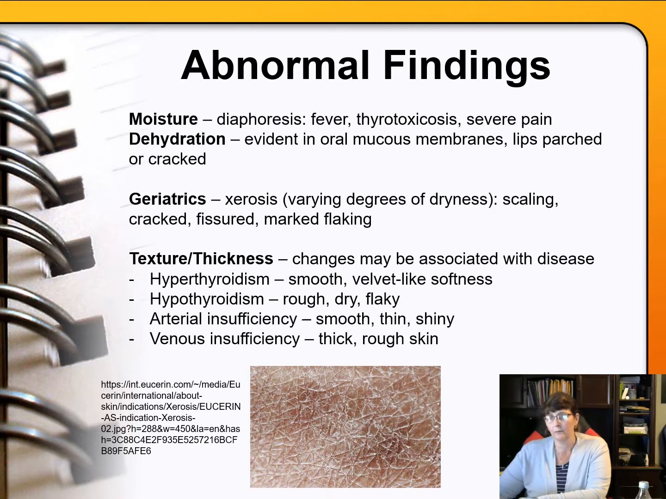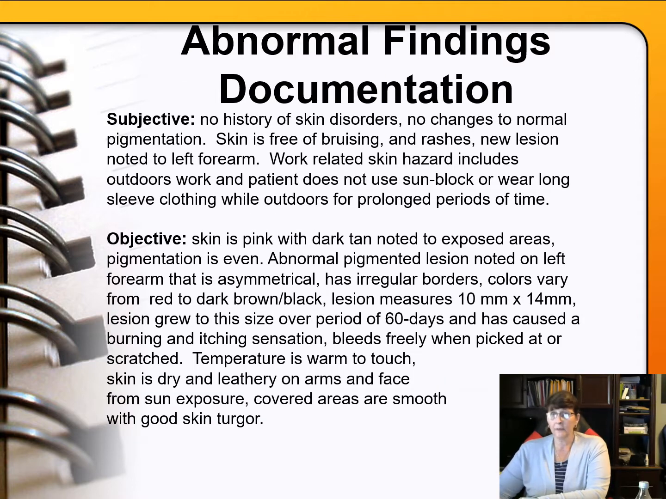It's pretty profound. When I go to document my abnormal findings, there's no history of skin disorders, no changes to normal pigmentation. The skin is free of bruising and rashes, but there is a new lesion noted on the left forearm. Work-related skin hazards include outdoor work, and the patient does not use sunblock or wear long-sleeve clothing while outdoors for prolonged periods of time. Objective finding is the skin is pink with dark tan noted to exposed areas. Pigmentation, though, is even.